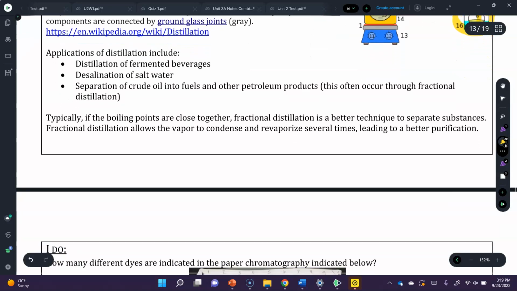Typically, the boiling points are close together. If the boiling points are close together, fractional distillation is better because there is repetitive cooling and condensing columns as you go up, and so it allows things to separate a little bit better.